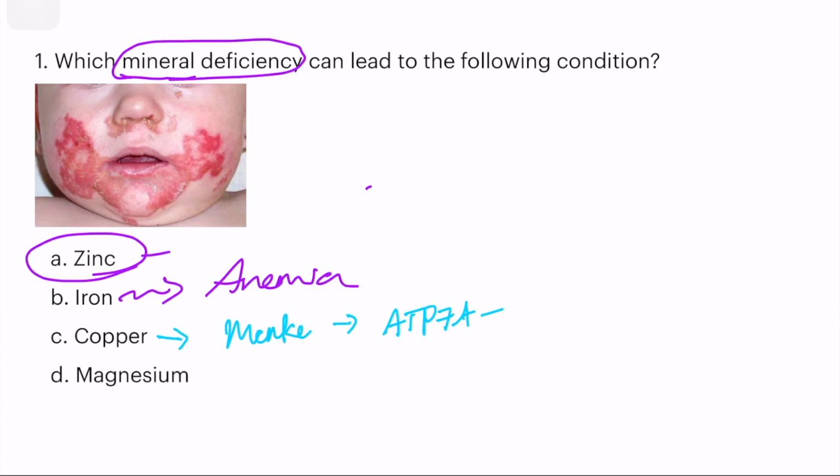So what happens if this A becomes B? Which disease is that? It's Wilson's. So, next question.